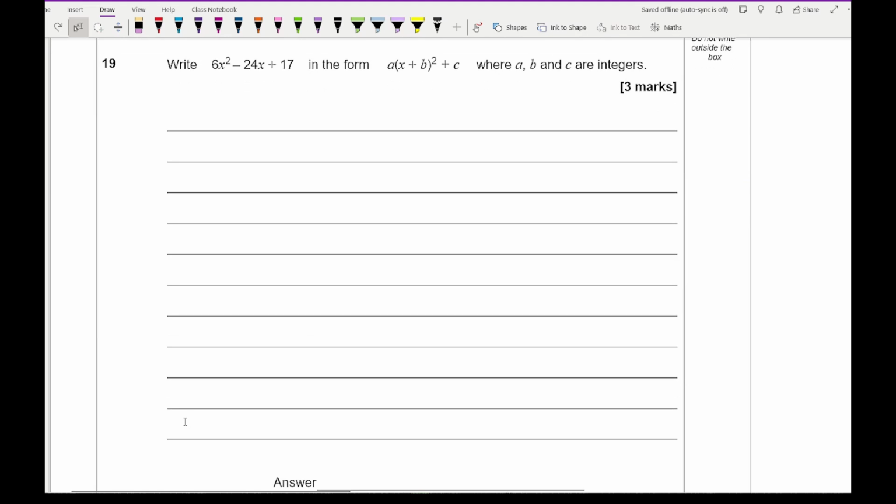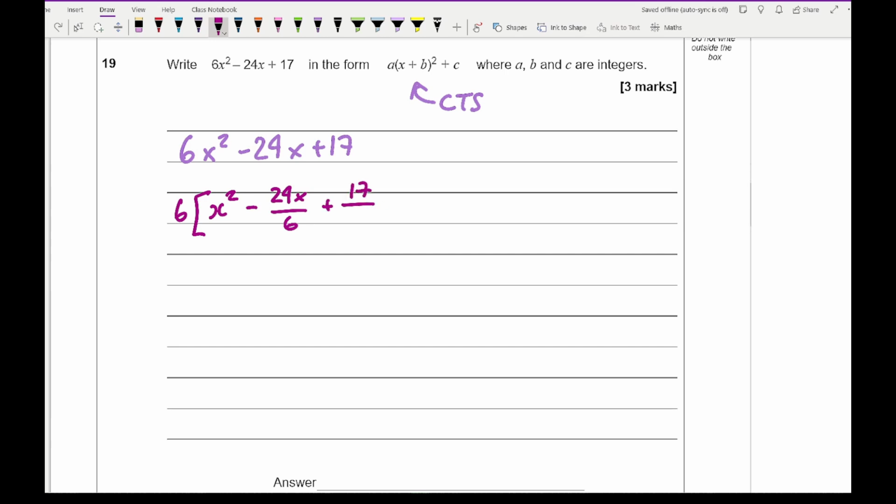Moving on to question 19, it says write 6x squared minus 24x plus 17 in the form a lots of x plus b all squared plus c, where a, b and c are integers. So in other words, what we need to use is completing the square. So if we have 6x squared minus 24x plus 17, the first thing I need to do is get x squared out. So if I factorize this with respect to 6, I end up with x squared minus 24x over 6 plus 17 over 6.